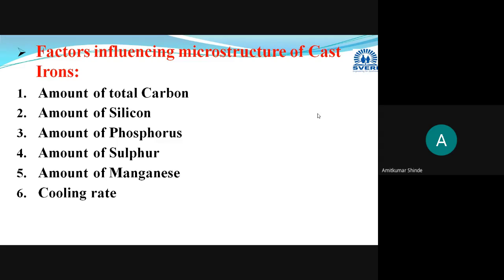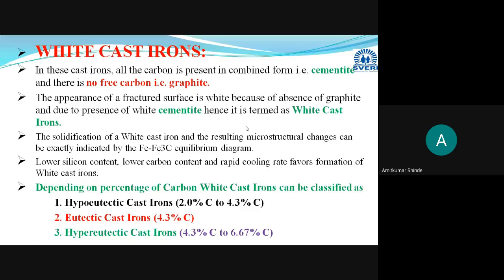Okay, now after studying these different factors influencing the microstructure of the cast irons, now we will start the study of different types of the cast iron one by one. And the first type is the white cast iron. Okay, this is the first type of the cast iron, that is the white cast iron. As already I have explained this, in the white cast iron, carbon is present in the combined form, and it is present as the cementite phase.